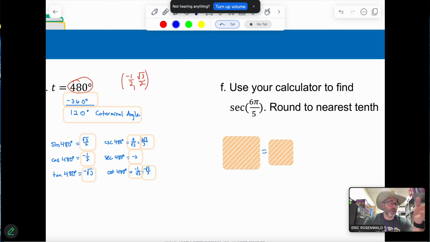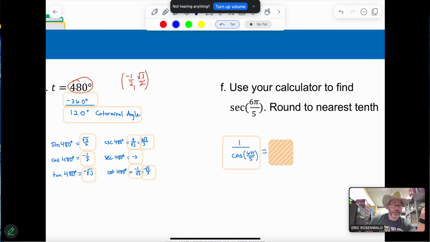Well, the reciprocal functions, the cosecant, secant, and cotangent, they're not on our calculator. So the only way that we can actually go about using these is if we use the reciprocal of the functions themselves. So if we're looking at secant of 6 pi over 5, the reciprocal of this is going to be 1 over cosine of 6 pi over 5, the reciprocal. This you go ahead and throw into your calculator.